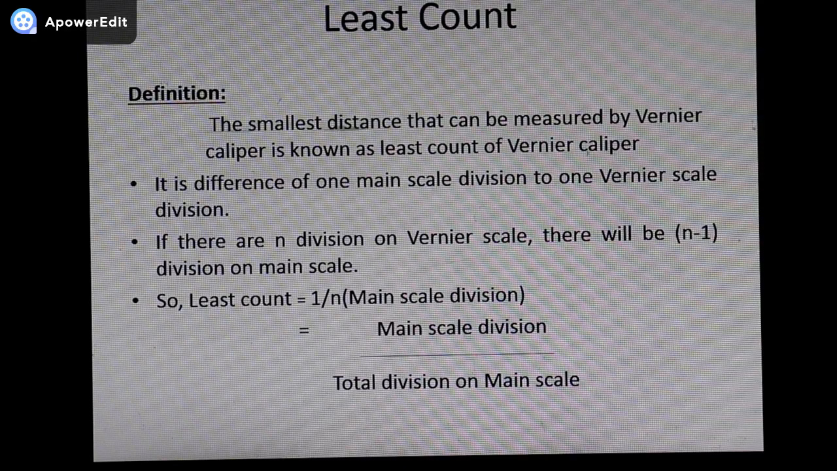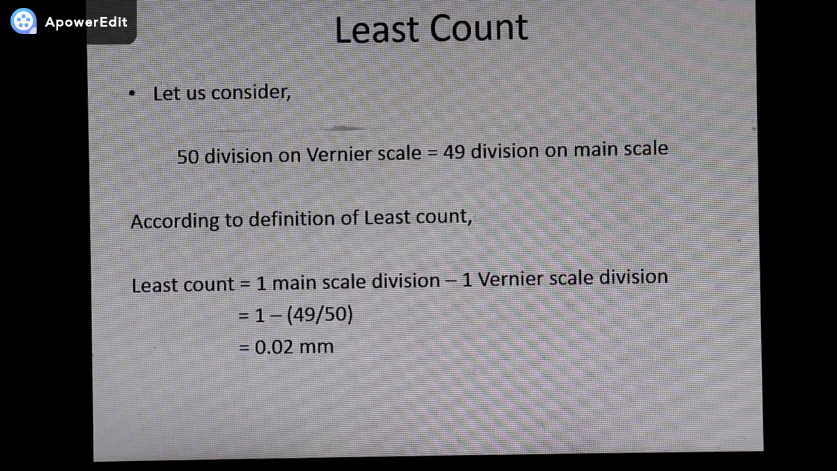Suppose there are n divisions on the vernier scale; there will always be n minus 1 divisions on the main scale. So according to the definition, least count is equal to 1 upon n multiplied by the main scale division, which gives us the result: the least count is equal to the main scale division divided by the total divisions on the vernier scale.